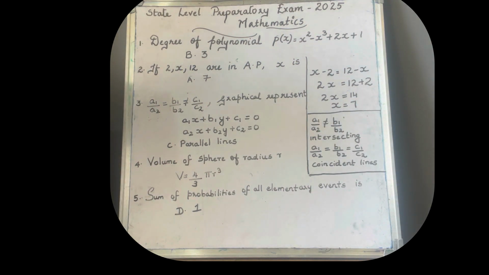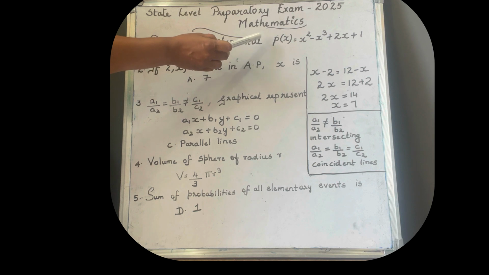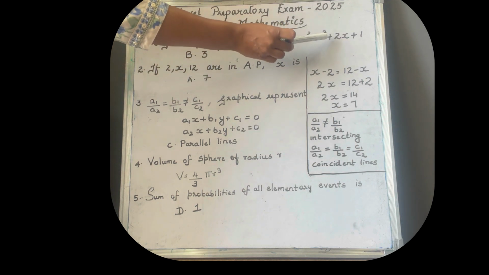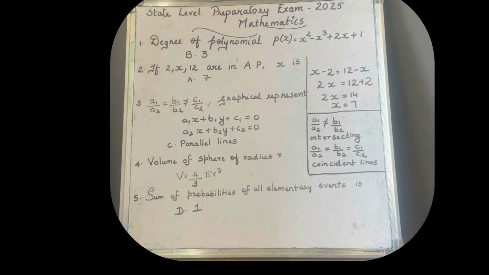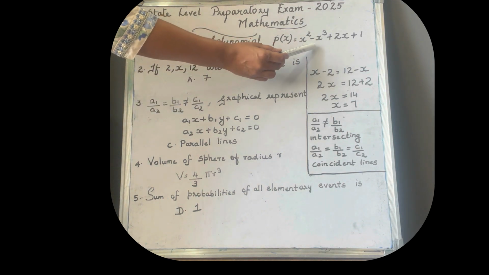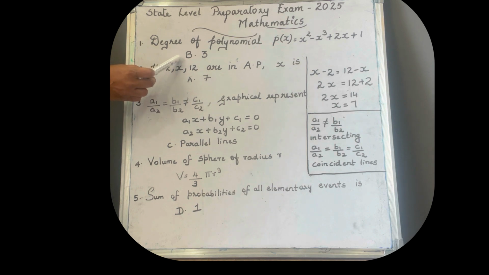The first section has 4 alternatives given for each of the following questions. Choose the correct alternative. First question, the degree of the polynomial p of x is equal to x square minus x cube plus 2x plus 1 is? The degree of the polynomial is found out by seeing the highest power of the variable. So here the highest power of the variable is 3. So option B, 3 is the correct answer.